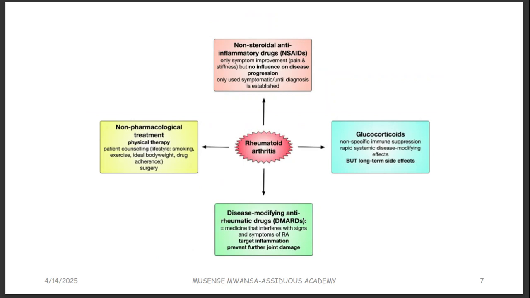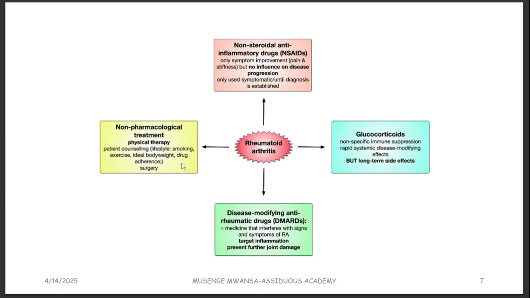Okay. So rheumatoid arthritis, you have got non-pharmacological treatment like physical therapy, patient counseling, lifestyle, smoking, exercise, ideal body weight, drug adherence, surgery. These are non-pharmacological.